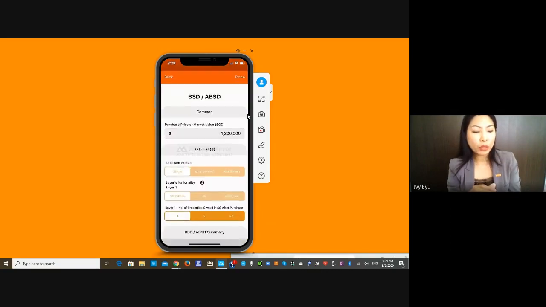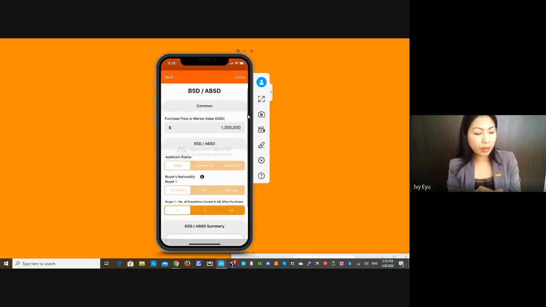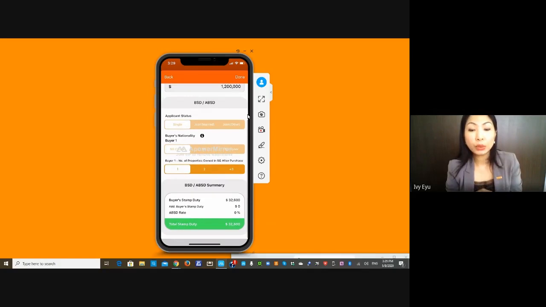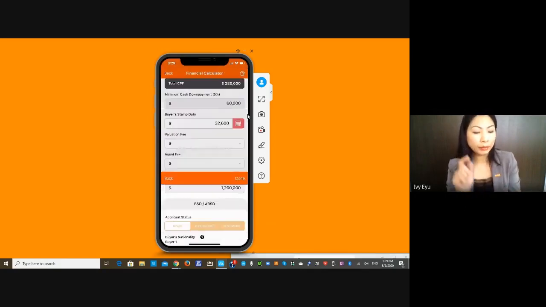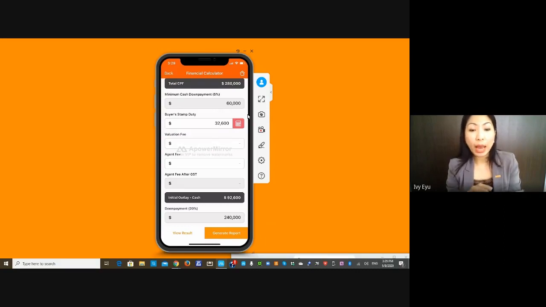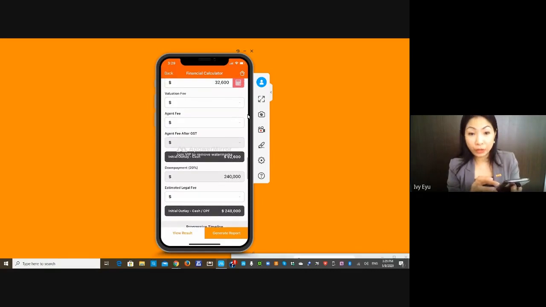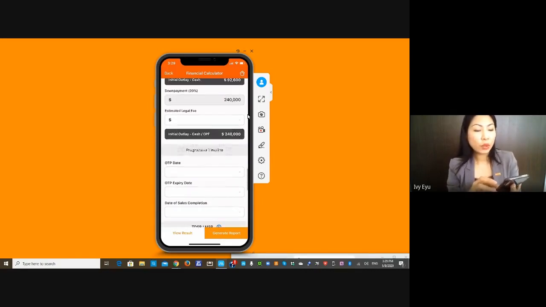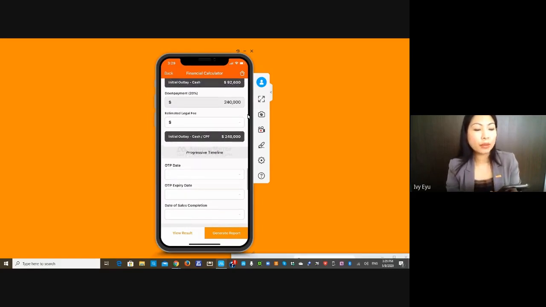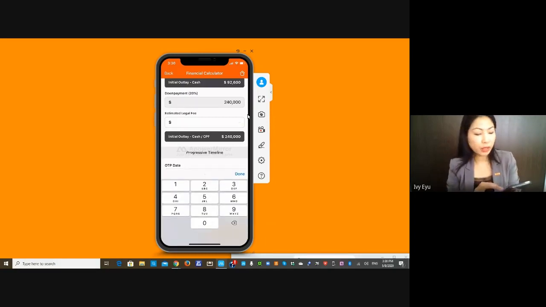For buyer stamp duty, we tap on the calculator. It will be 32,600. Tap on the green tab and put done, so the stamp duty will be highlighted there. There is no valuation fee for a private purchase, and no agent fee. This calculator shows us the down payment for a 1.2 million purchase will be 240,000. And then we have estimated legal fees of about 2,008.